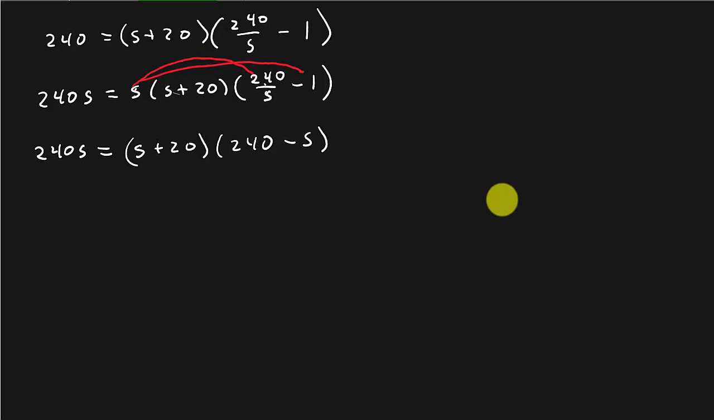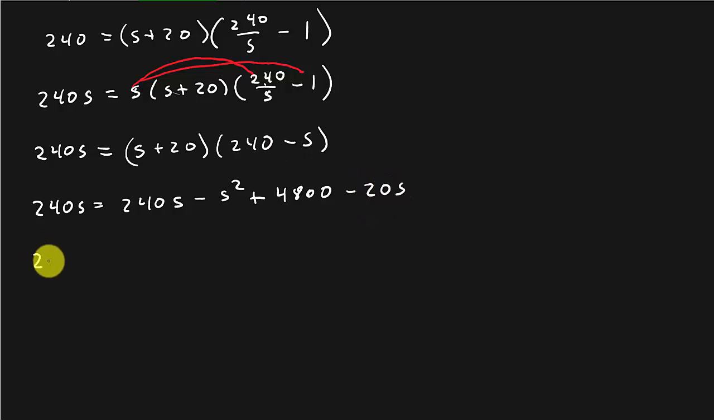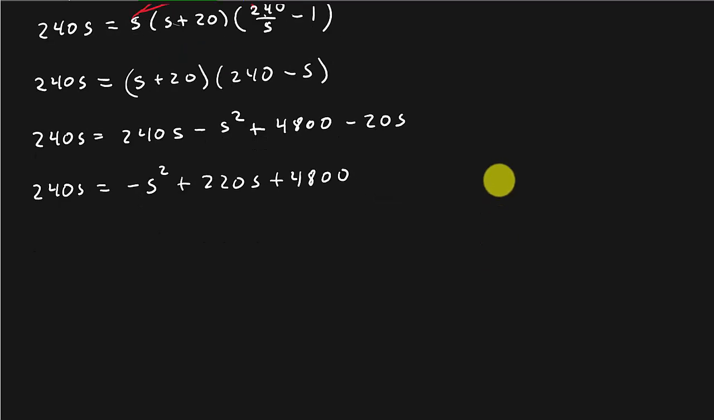Now, let's FOIL this out. So that's 240S is equal to 240S minus S squared. Plus, now we got 20 times 240 is 4,800. And then 20 times minus S is minus 20S. And so that's going to give me 240S is equal to negative S squared plus 220S plus 4,800.